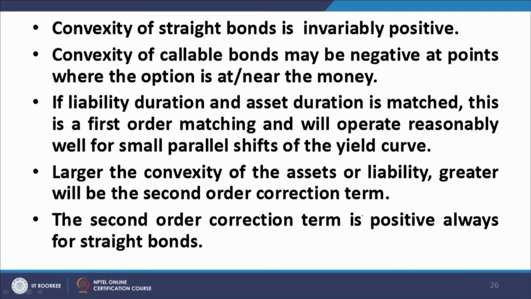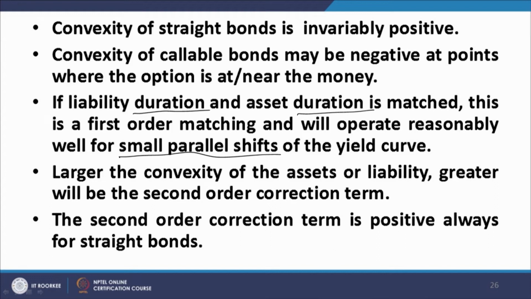So, if liability duration and asset duration is matched, this is a first order matching. Please note this point: if the liability duration and asset duration is matched, this is a first order matching and will operate reasonably well for small parallel shifts of the yield curve. Let me repeat, this is another important point. If liability duration and asset duration is matched, that is the net duration is 0, this is a first order matching, duration is the first order approximation. So, this is a first order matching and will operate reasonably well for small parallel shifts of the yield curve.